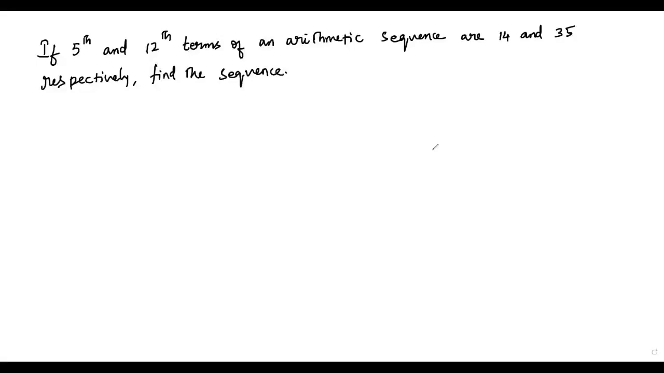Here we have a problem on arithmetic sequence. Let's go over the information we have in the question. If the fifth and 12th terms of an arithmetic sequence are 14 and 35 respectively, find the sequence. To find the arithmetic sequence, we need the first term and common difference. Once we get the values of the first term and common difference, we can easily form the arithmetic sequence.